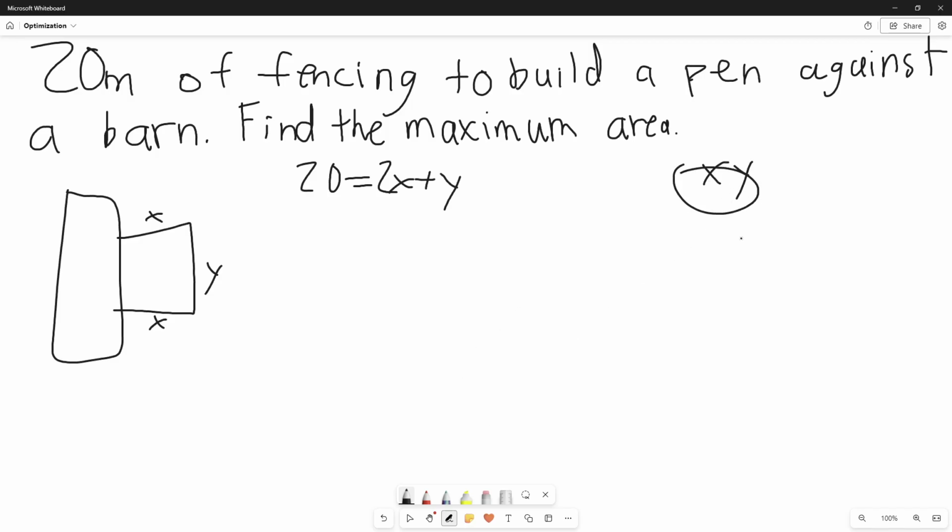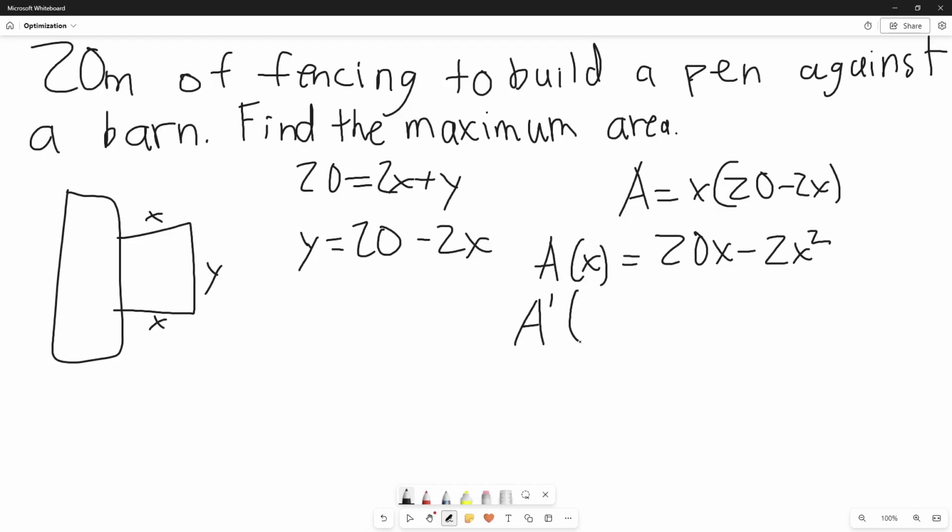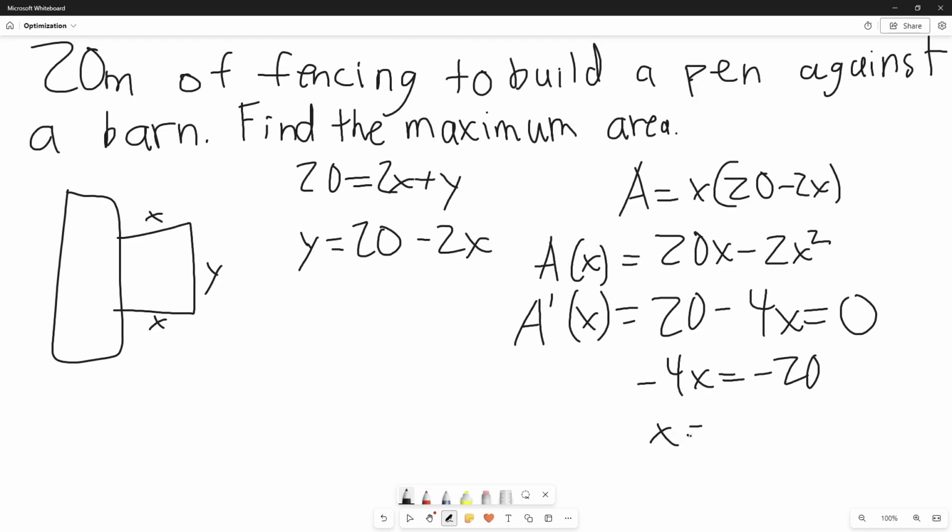But let's try to get this in terms of one variable. We can do that by isolating y in this equation. y is equal to 20 minus 2x. It's pretty simple. And then now we have our area is equal to x times 20 minus 2x, just by replacing the y. Or our area is equal to 20x minus 2x squared. And let's say this is our function, A of x. And now we need to find A prime of x and set it equal to 0 to find the maximum. So A prime of x is equal to 20 minus 4x, and set it equal to 0. We get negative 4x is equal to negative 20, or x is equal to 5.